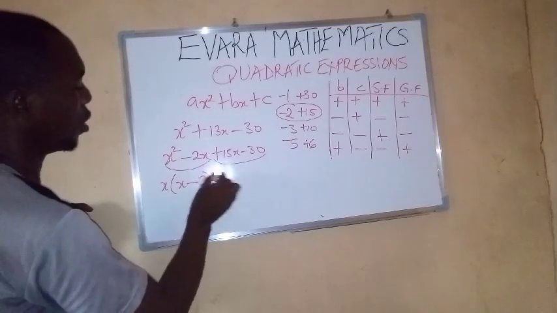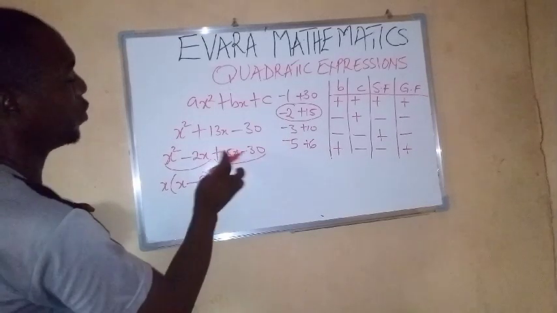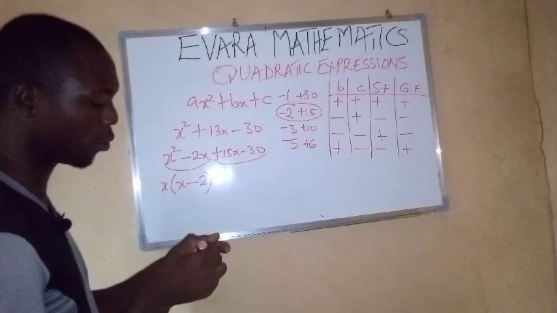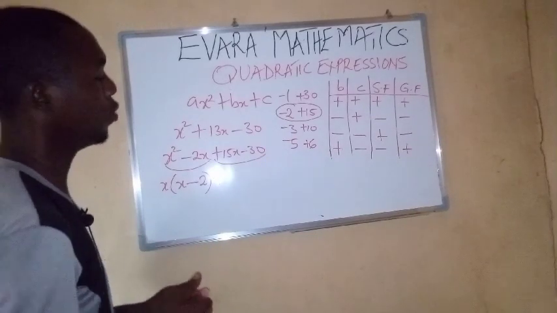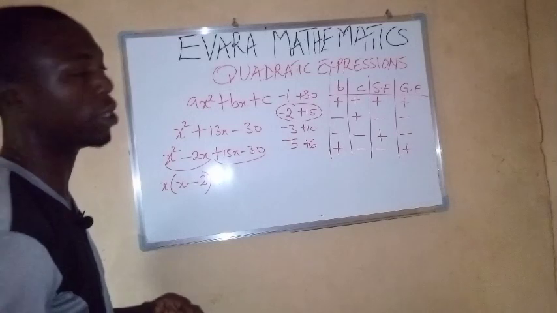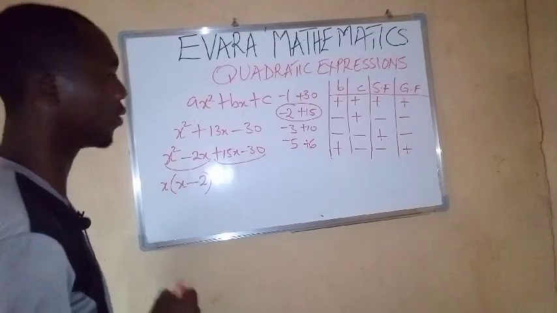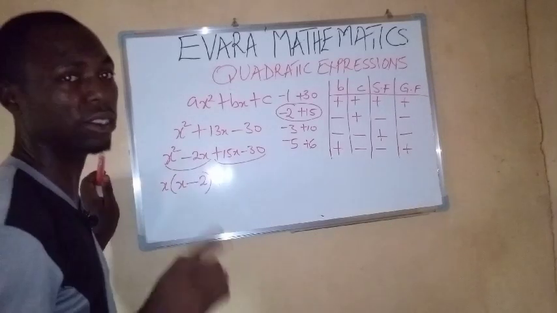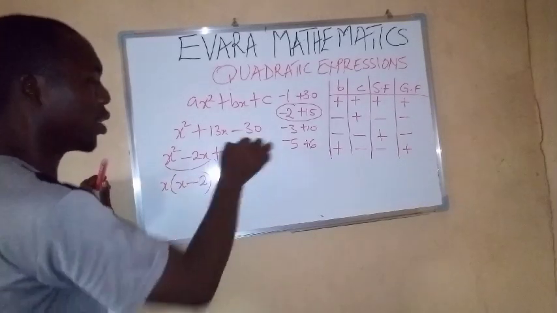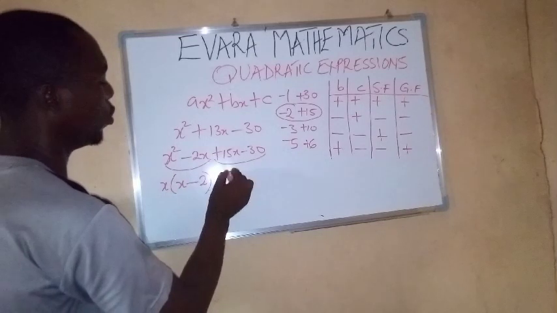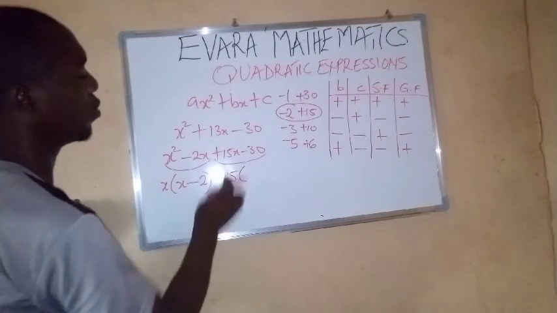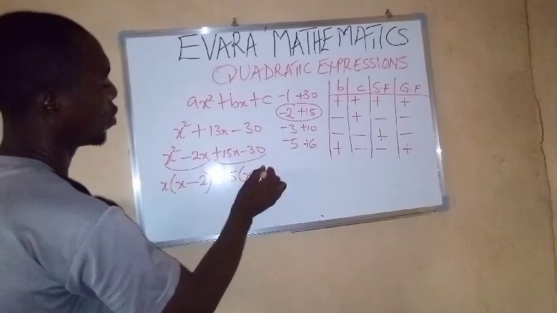You bring down the sign, plus 15 and 30, their highest common factor is 15. Don't forget, 3 can divide both of them, 5 can also divide both numbers, and 15 can as well divide. But 15 is the biggest factor common to 15 and 30, so 15 is going to be the highest common factor. Here we'll be left with x.